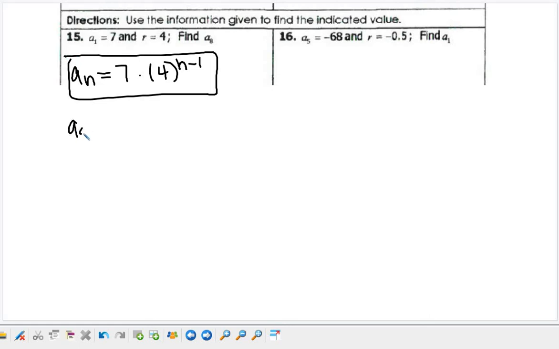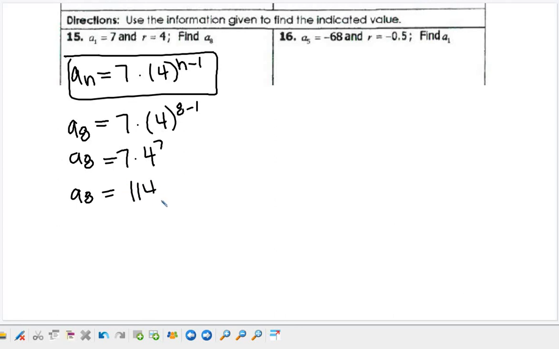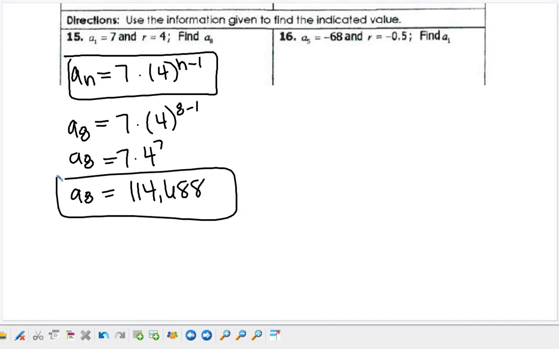And to find the 8th term, then I do 7 times 4 to the 8 minus 1. So 7 times 4 to the 7th. So my 8th term, 4 to the 7th times 7. Pretty big number. They do get bigger. 114,688.